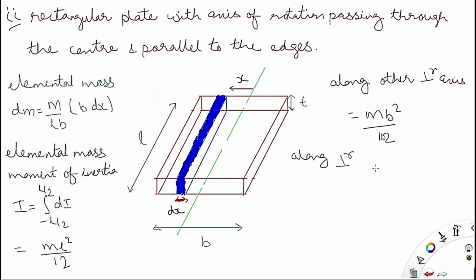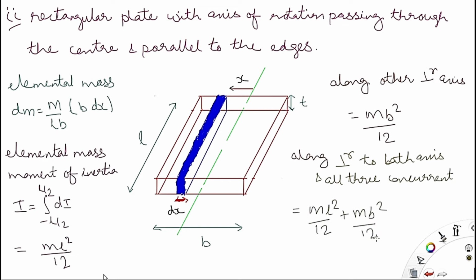One axis is this, another will be this, and along the axis perpendicular to both, the result is given by the perpendicular axis theorem. So Iz is equal to Ix plus Iy. All three axes are concurrent. So about the axis perpendicular to the plane, we have mass moment of inertia as M L square by 12 plus M B square by 12.